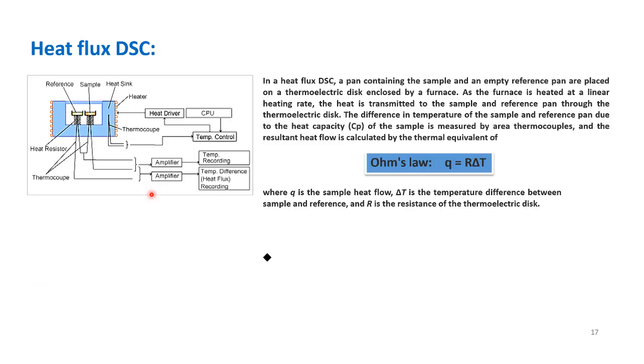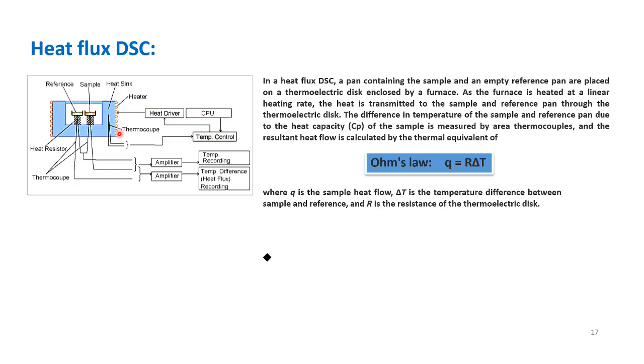The heat flux DSC is shown here. The typical instrumentation has again a sample and a reference, and two resistors. One heat resistor is there, and two thermocouples are there. These two are attached to the amplifier, and one more thermocouple is on this side for the heat. This is the heater, and the blue one is the heat sink. It has to have a heat sink also because the energy is getting dissipated. Here again we have a thermocouple, and these are connected with the CPU.